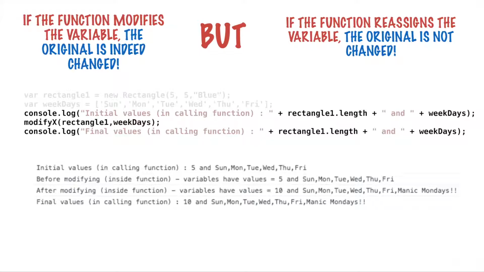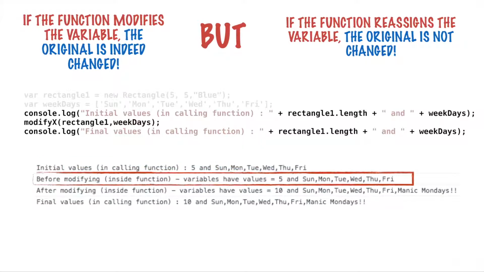Initially, we set up a rectangle and the weekdays array. The initial values in the calling function, that's the function which calls modify x, is 5 and Sunday, Monday, Tuesday, Wednesday, Thursday, Friday. That is, the length of the rectangle is 5 and the value of the weekdays array is Sunday through Friday. On entering the modify x function, before we actually perform the modification, once again we log to the console the value of the rectangle's length and the weekdays array. They are the same, 5 and Sunday through Friday.